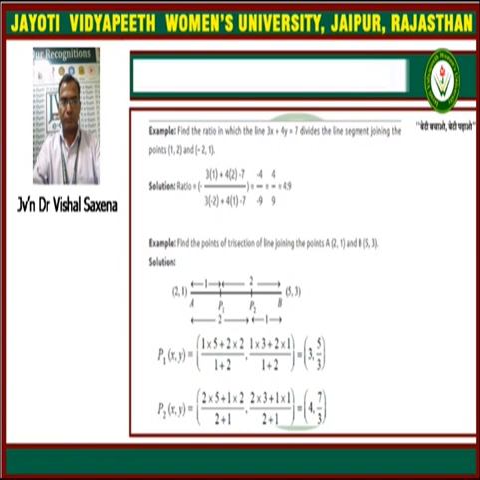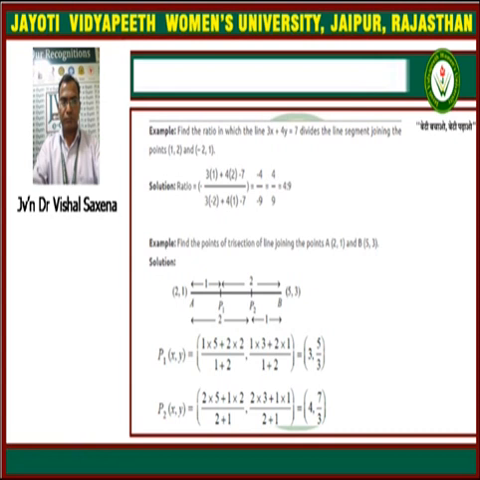According to this question, we can apply it as ratio is equal to 3 into x1 plus 4 into y1 minus 7, upon 3 into x2 plus 4 into y2 minus 7, and this is equal to 4:9.